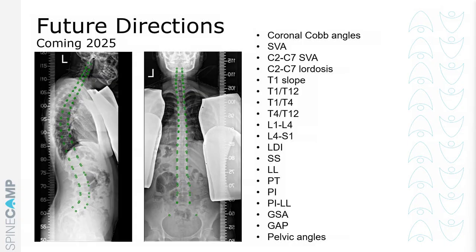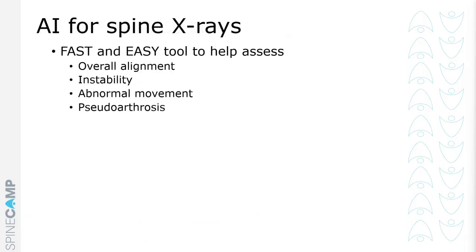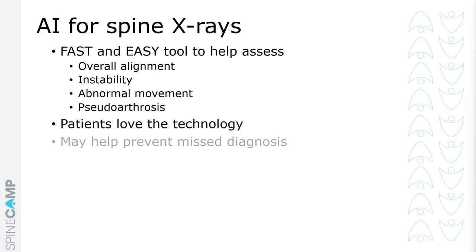So in the future, what are we planning on? We're looking at all of these parameters, and to calculate these takes a long time, but the AI literally does it in 45 seconds in the background. I say calculate it, it comes back into the PACS, and I can see all these images. So AI for spine X-rays is fast, it's an easy tool, and it looks at overall alignment, instability, any abnormal movements, and also pseudarthrosis. Patients really love this. When you show them this, all of a sudden they get it, and that's really cool too.